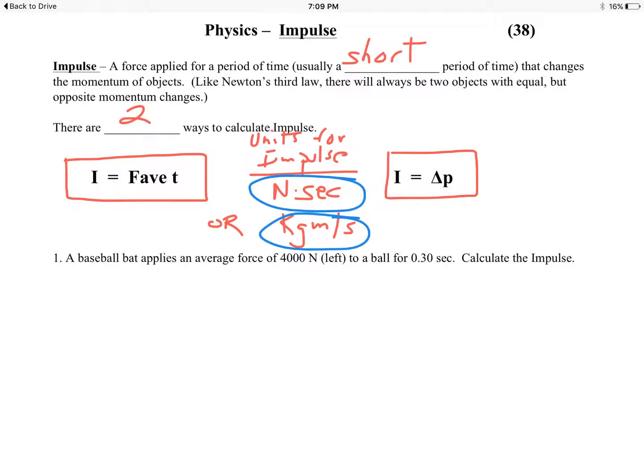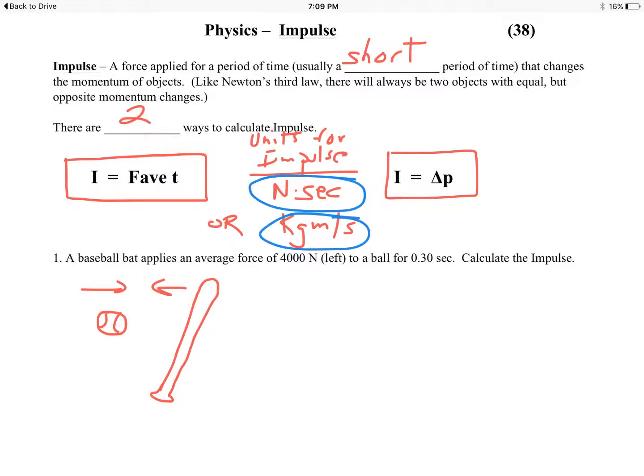But here we have a baseball bat hitting a baseball. And let's say the baseball is traveling this way, and this is my not too bad of a diagram for a baseball bat. But the baseball bat's going to swing and hit the baseball. Baseball bat's going to go this way. It's going to apply a force of 4,000 newtons to the baseball for 0.30 seconds.